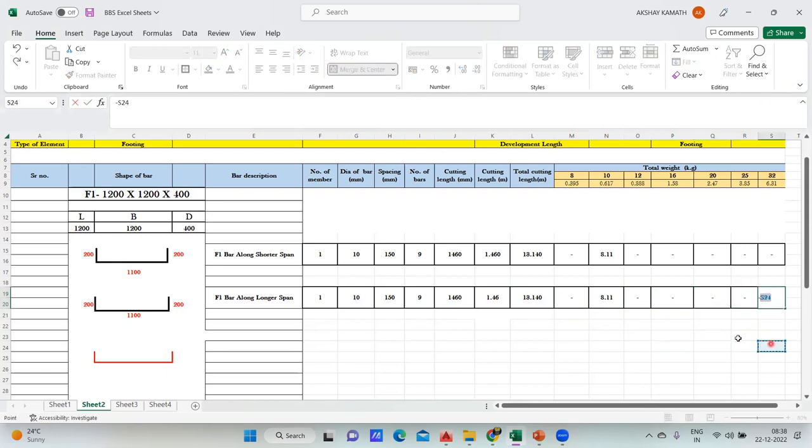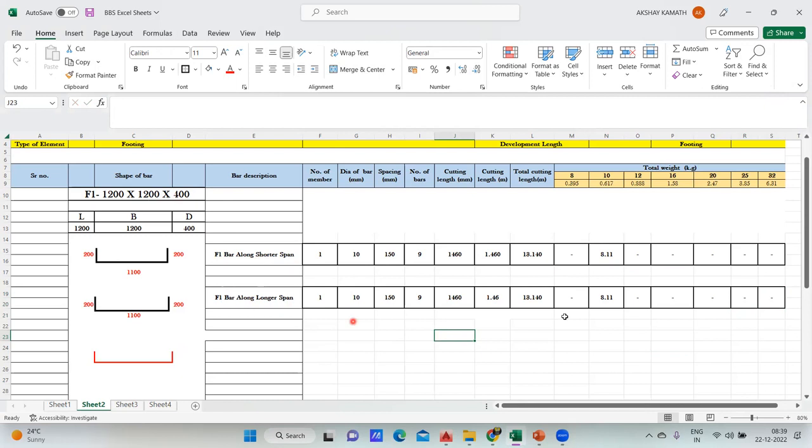Finish. So that's it. We have finished one footing. Okay, F1 footing we have finished. So if I want to do F1 footing of 1200 by 1200 by 400, having a steel of 10 diameter at 150 along shorter and longer span, I require 8.11 kg of steel in the shorter span, and I require 8.11 kg of steel in the longer span.